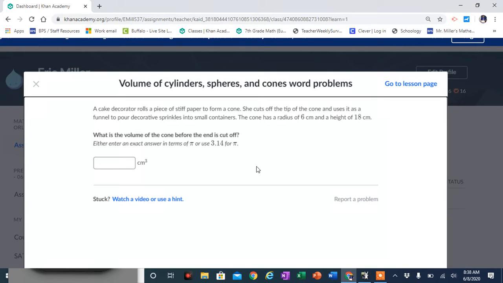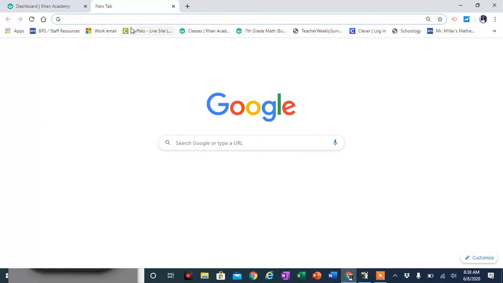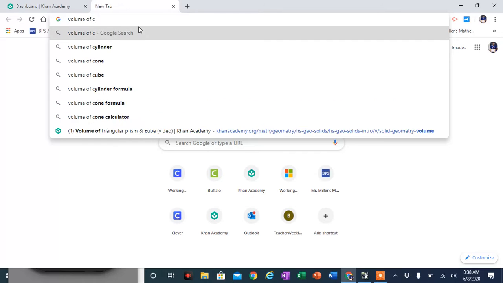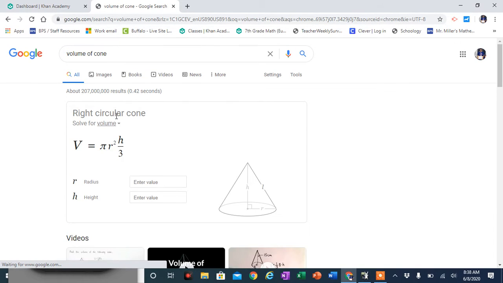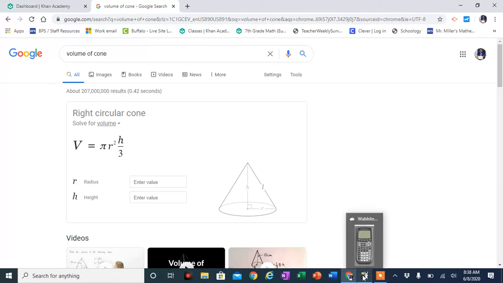So again, it's 1/3 times pi times the radius squared times the height. Volume of cone. So volume equals pi times radius squared times height, and then they do divide by 3. So you could actually type this in and use these, and it'll give you your answers. I'm going to go and show using the graphing calculator again.